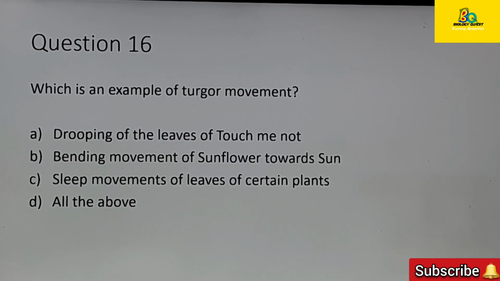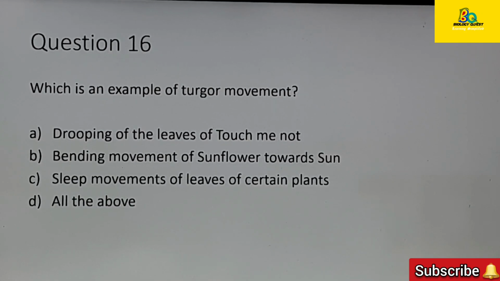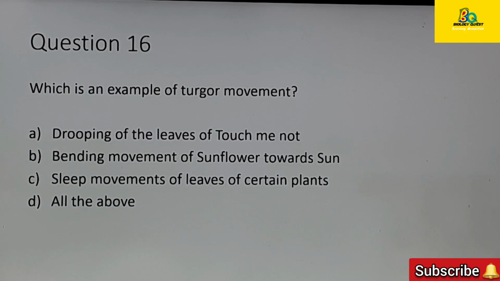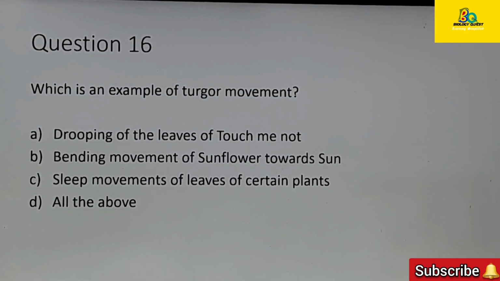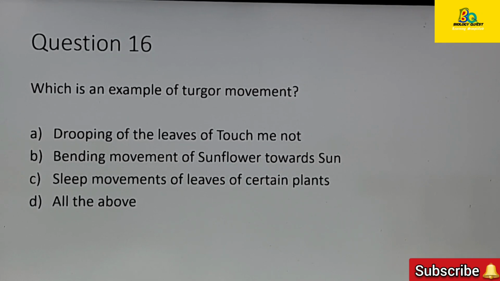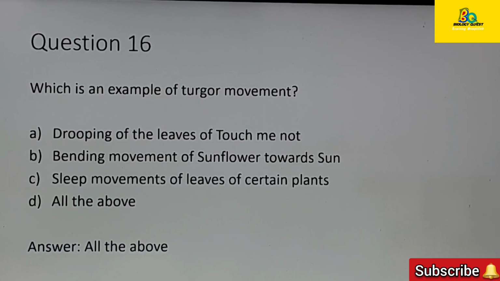Okay, so which is the correct answer? Which is the correct option? Here options are drooping of the leaves of touch me not, bending movement of sunflower towards sun, sleep movements of leaves of certain plants, all the above. So the correct answer is all the above. Also, the movement of the leaves of insectivorous plants while closing or opening during the entrapping of the prey is also an example of Turgor movement. Okay, so the correct answer is all the above.